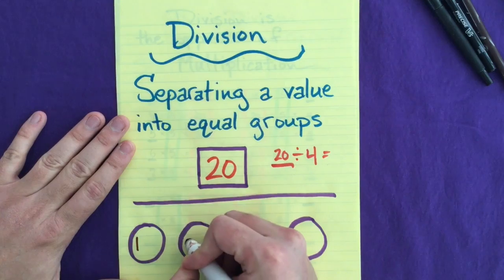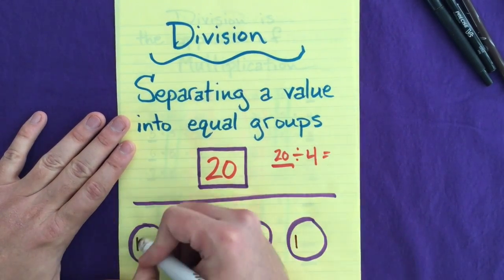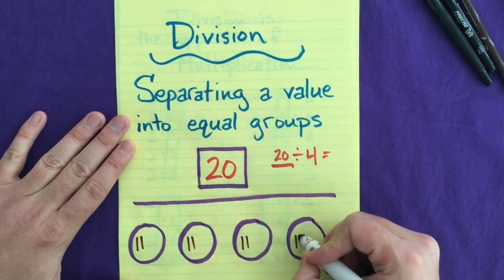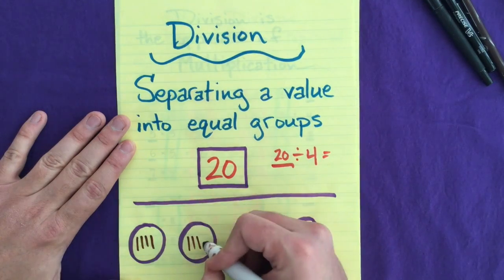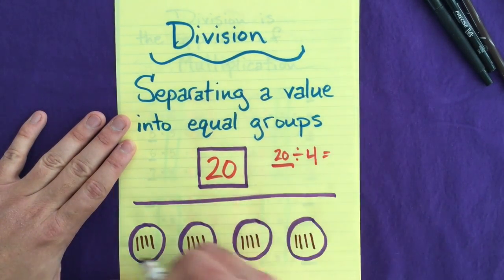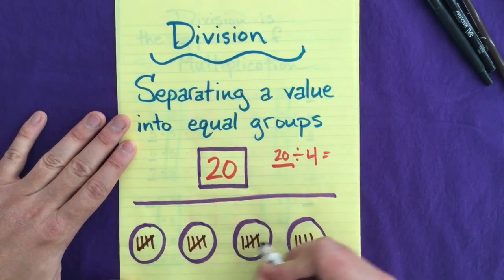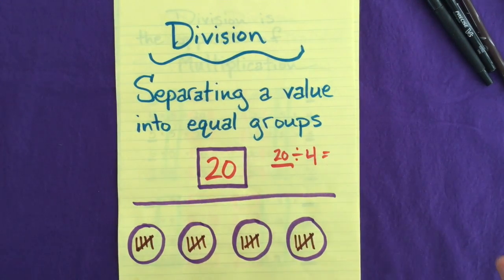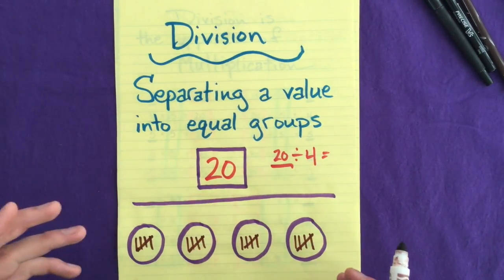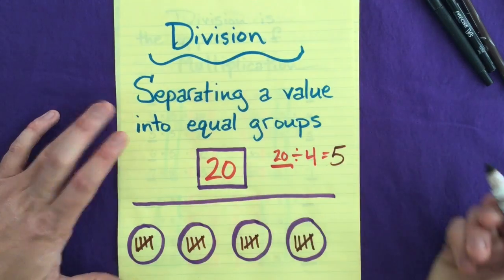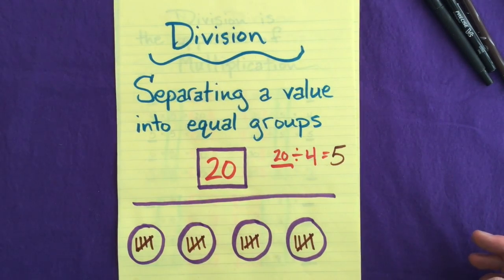So I could go 1, 2, 3, 4, 5, 6, 7, 8, 9, 10, 11, 12, 13, 14, 15, 16, 17, 18, 19, 20. And then I go, oh, okay, wait, I reached 20. Then I just need to think how many are in each of these groups. Well, there are 5 in this one, there are 5 in this one, 5 here, and 5 here as well. So that means each group has an equal amount, and that answer is 5. That is how division should have been introduced to you initially.